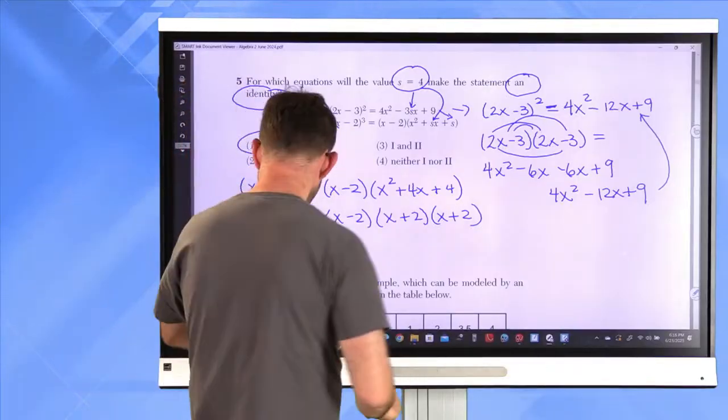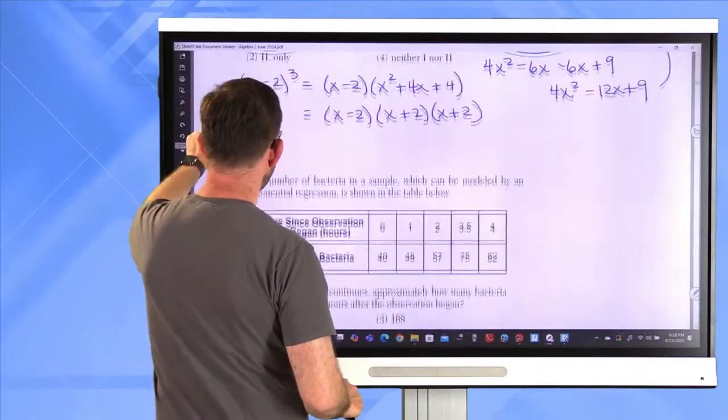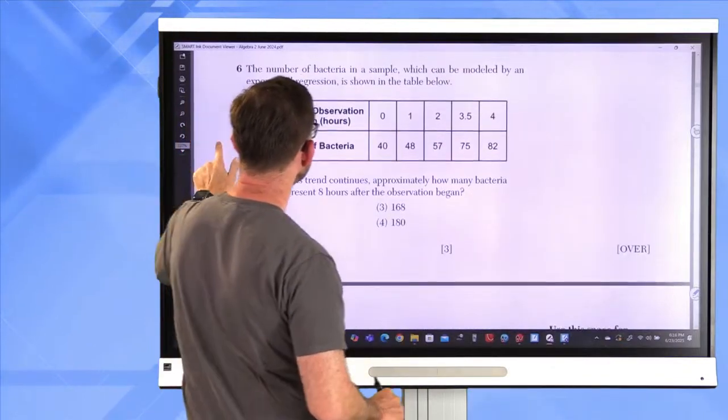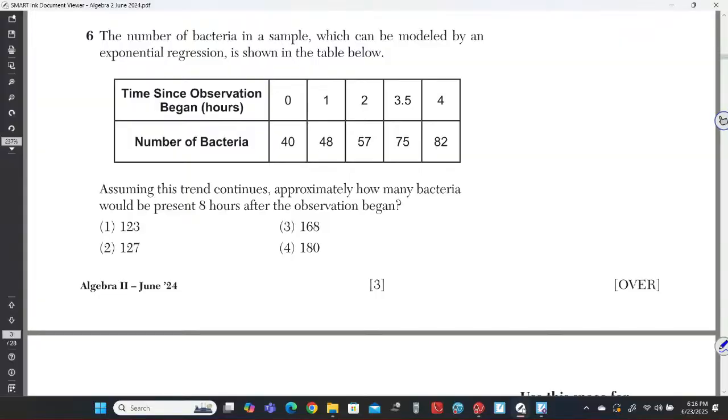All right, let's take a look at problem number 6. The number of bacteria in a sample, which can be modeled by an exponential regression, is shown in the table below. Assuming this trend continues, approximately how many bacteria would be present 8 hours after the observation began?